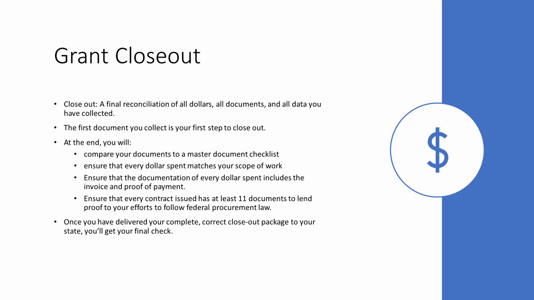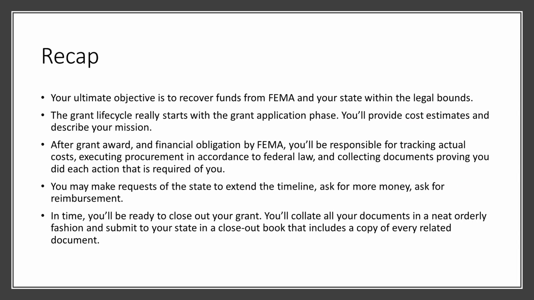At the end, you will compare your documents to a master document checklist. You'll make sure that every dollar spent matches your scope of work, that every dollar spent includes an invoice and proof of payment. You'll make sure that every contract issued has at least 11 documents to lend proof to your efforts to follow federal procurement law. And you'll get this neat, organized pile of documents for your state to close out. Done right, you'll get your final check. Your ultimate objective is to recover funds from FEMA and your state within legal bounds.